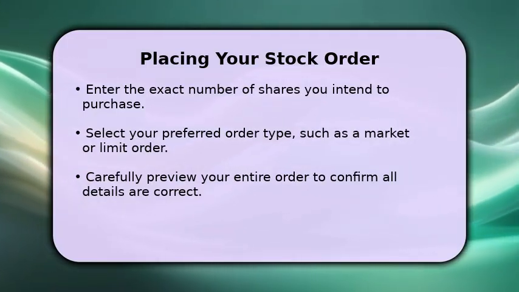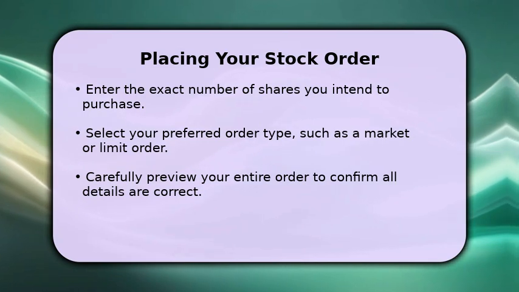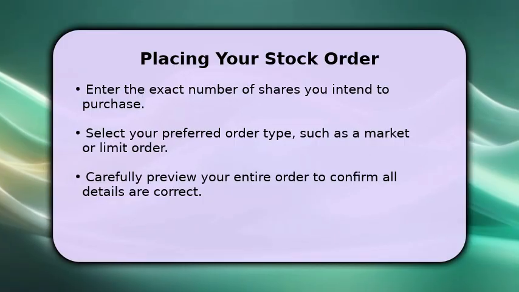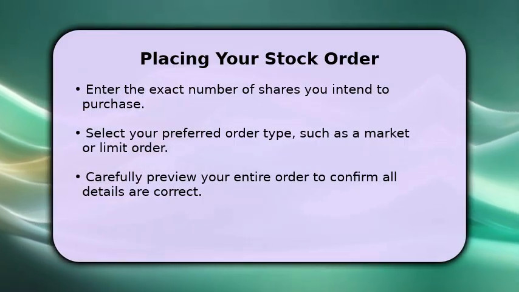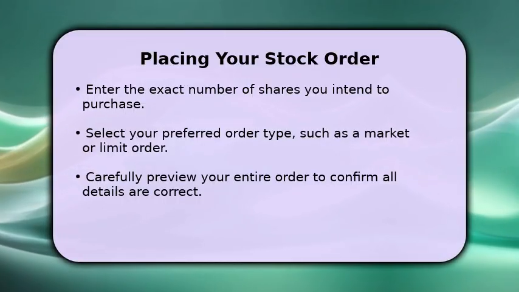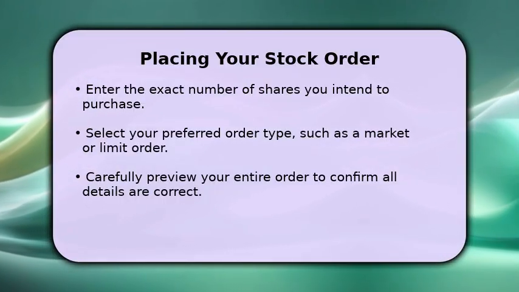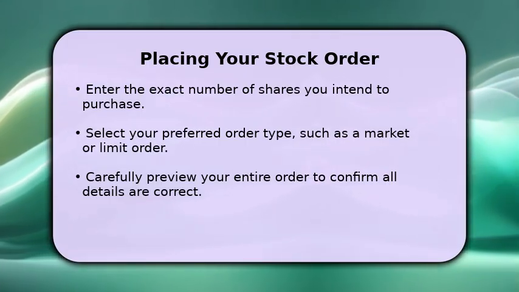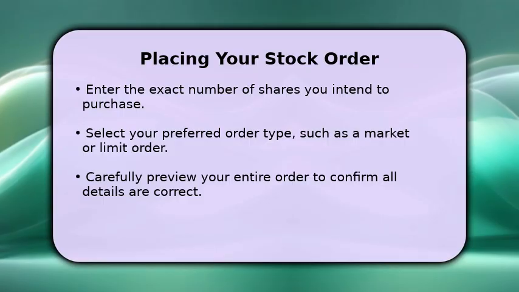With your stock selected, it's time to place your order. Enter the precise number of shares you wish to buy. Next, choose your order type. A market order executes immediately at the best available price, while a limit order lets you set a specific price. Always preview your order thoroughly to double-check all the details. Once you are satisfied, confirm and submit your purchase, and your stock will be on its way to your portfolio.